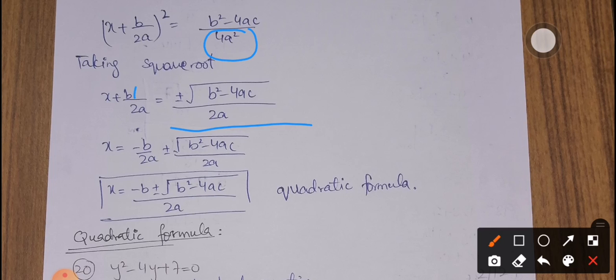And then we will shift this term to the right hand side, and x is equal to minus b plus minus square root of b square minus 4ac over 2a. This is named as the quadratic formula, and the quadratic formula is the method which could be applicable on any form of the quadratic equation.